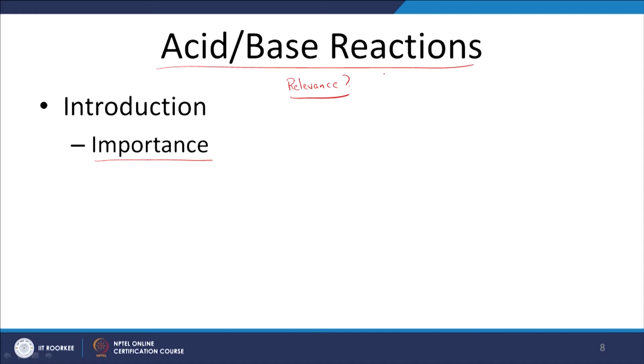In general, let's say in the lab, I'm mixing two solutions, I have two beakers, and I mix them up and I want to know what the final pH is, a simple example. Again, what do I need to look at? The relevant acid base reactions.